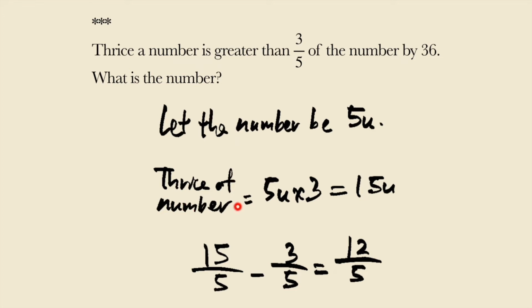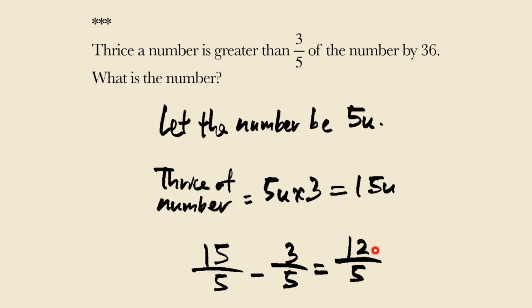So what is thrice of the number? That's 15 units, right? If the mysterious number is 5u, what's 3 times of that? 15u. Okay, what's 3/5 of 5u? There's a reason I chose 5u, because 3/5 of 5u is simply 3 units. So 15 units minus 3 units, that's going to give us 12 units.